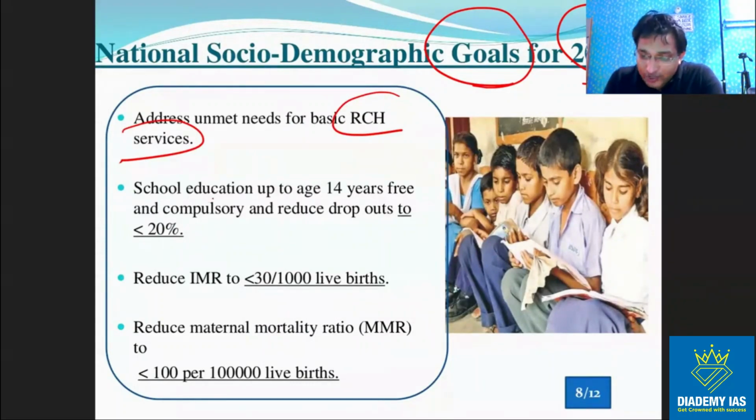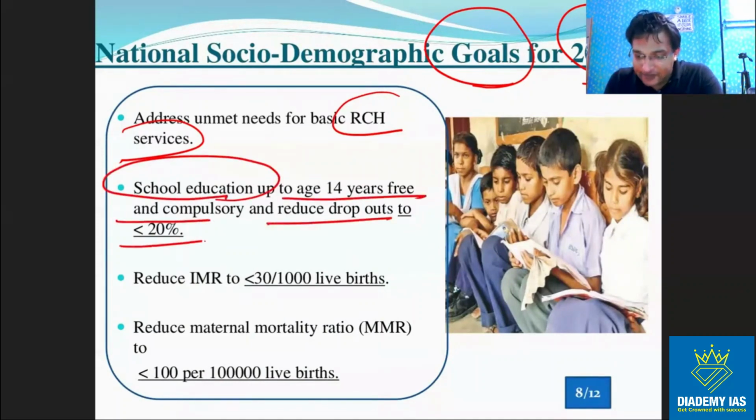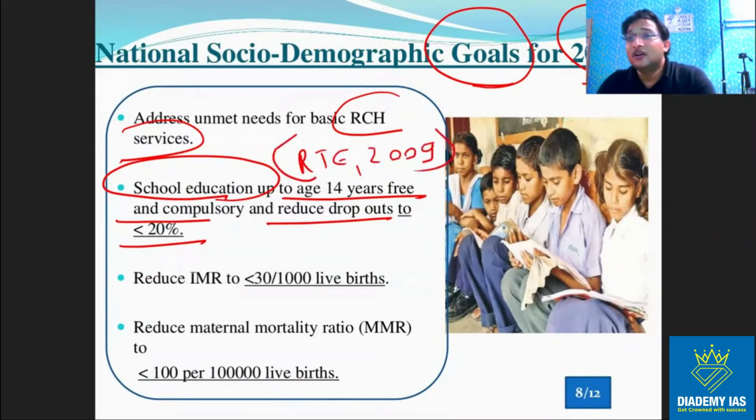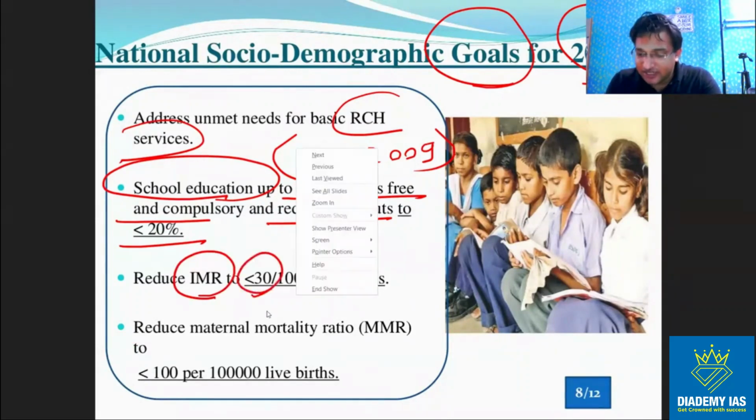ठीक है, school education up to 14 years of age and reduce dropout to 20%. So even the RTE, Right to Education 2009, was also introduced as part of the national socio-demographic goals of 2010. ठीक है? So even the compulsory free education up to the age of 14 years is also part of the National Population Policy. So we want to educate the children, right? Reduce the IMR. IMR means infant mortality rate, to 30 per thousand. So this is the target.